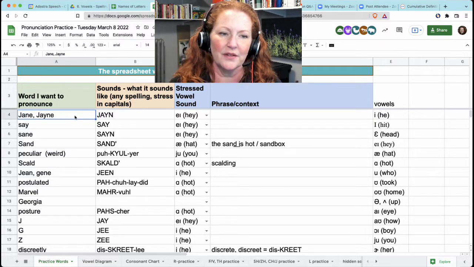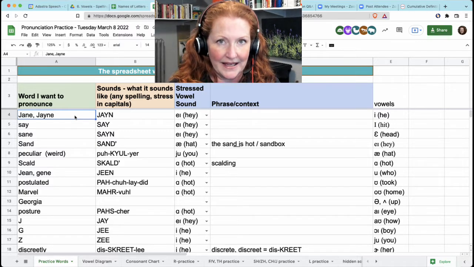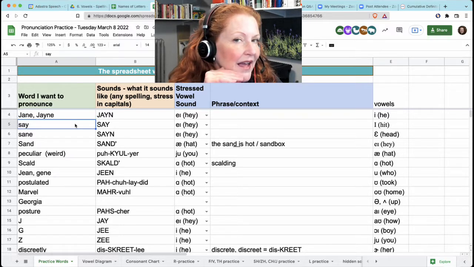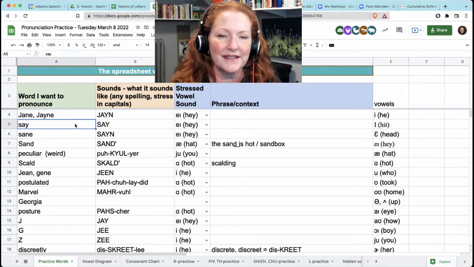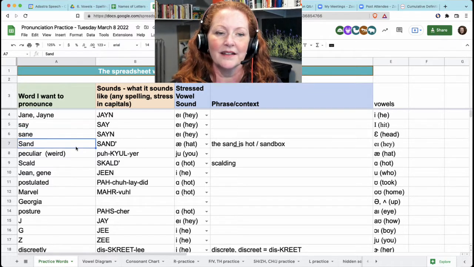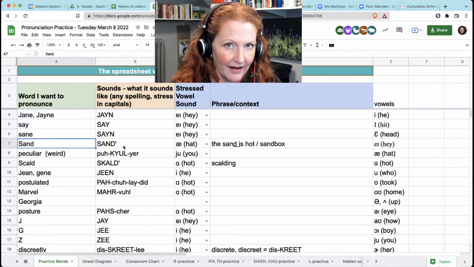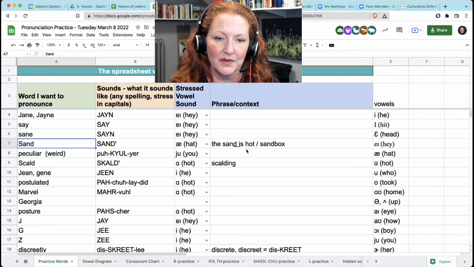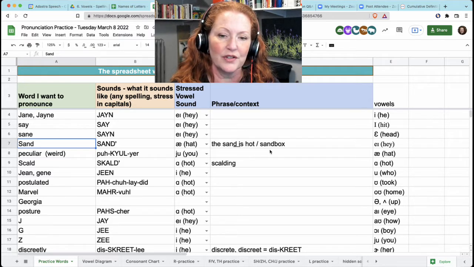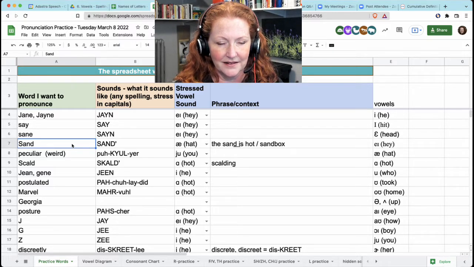And we started with the two different spellings that sound the same: Jane, A, Jane. The same A. Your tongue needs to rise for say and sane. And sand has the A vowel. So sand. You won't hear the D unless it's connected to a vowel. The sand is. If there's a consonant after it, you won't hear the D. Sandbox. And if I just said this word by itself, sand. That's it.